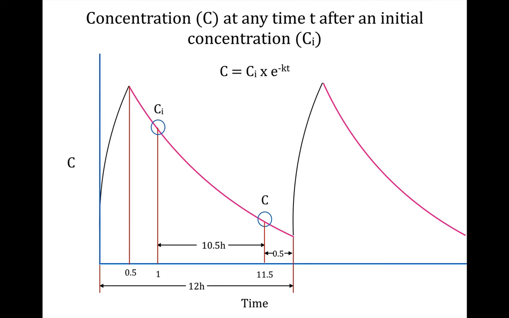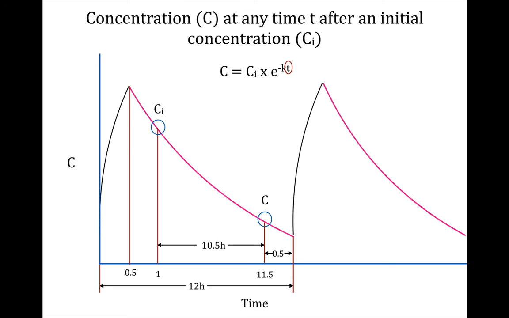We can also calculate that another way using the formula for the concentration at any time t after an initial concentration Ci. Now C is any concentration that is smaller than Ci, which is always above the C concentration. It's important to note that any concentration above the C would be a Ci. So if I picked one here, it would also be Ci. And if I picked a concentration up here, it would be a Ci compared to this concentration and this concentration.